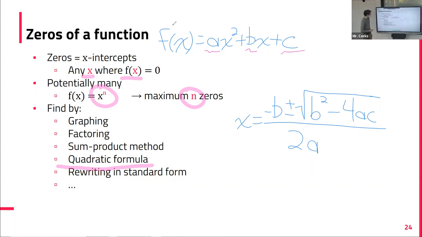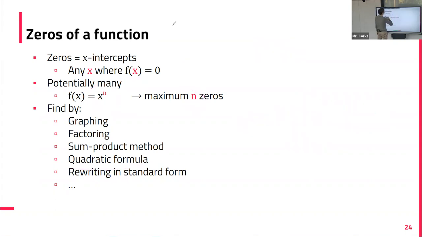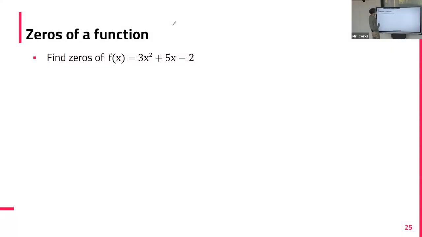Okay, so I hope we've seen that before. That's kind of coming back from your high school math days. So that's one method. We have other methods as well. So let's try that. Use whatever method you want. Tell me the zeros of this thing. Go ahead.